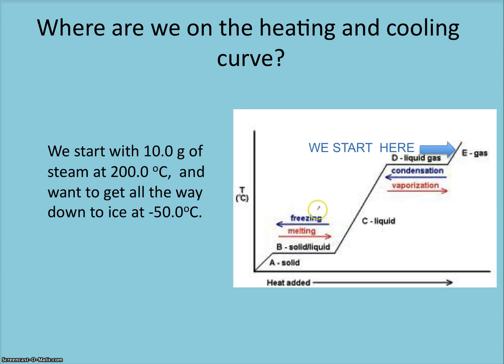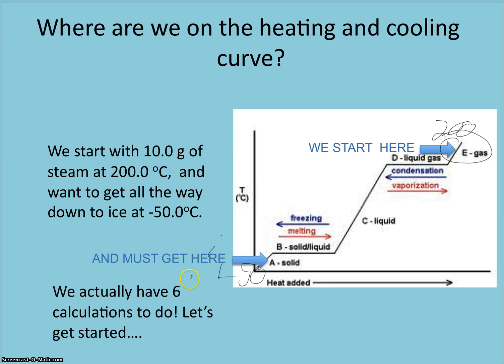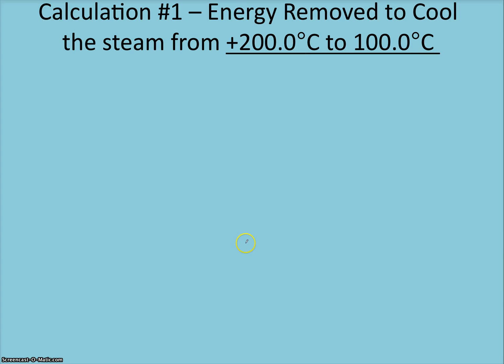So let's look. We start up here, we're as a gas at 200 degrees, right? And we're going to go down here to a solid at -50. Okay? So we have actually 5 calculations to do along the heating and cooling curve, and then a simple calculation at the end to make for 6, where we add them all up. So let's go ahead and start.